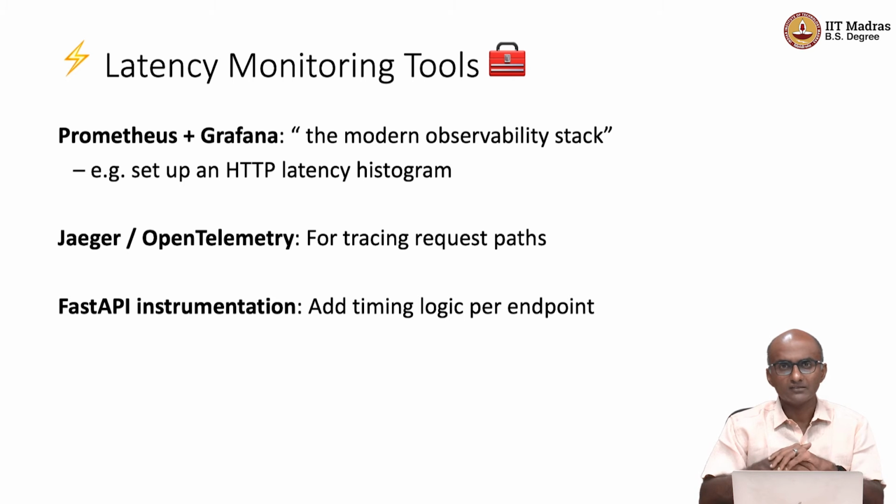Now, for understanding what's happening with a specific model invocation, which might be requiring multiple different hops because the models could have submodels, etc., you need to do what's called tracing. And for tracing, there are specific tools available. Jaeger is one such example. OpenTelemetry is another. In fact, in our example later this week, we will take a look at the OpenTelemetry SDK.